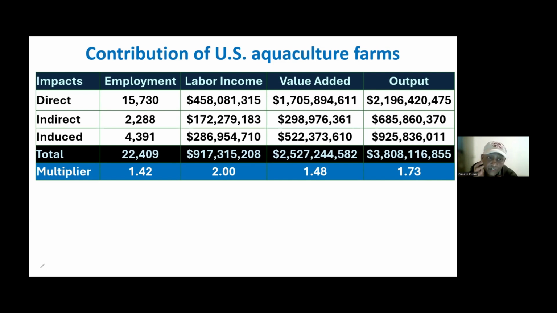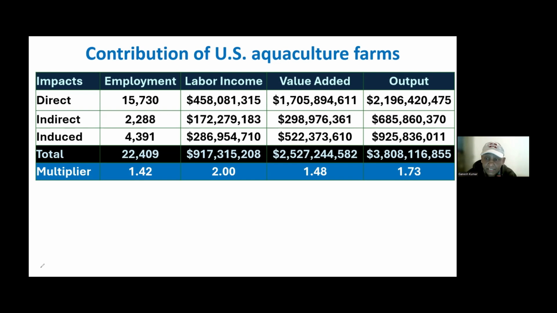But the direct 15,730 jobs that are directly employed on farms are actually generating 22,409 jobs in the economy in total, partially because of the buying patterns that U.S. aquaculture farms have, and also because of the spending created by the employees that are either directly or indirectly connected with the sector. So the total jobs created by U.S. aquaculture farms are about 22,409. The total labor income that is generated is close to $1 billion.